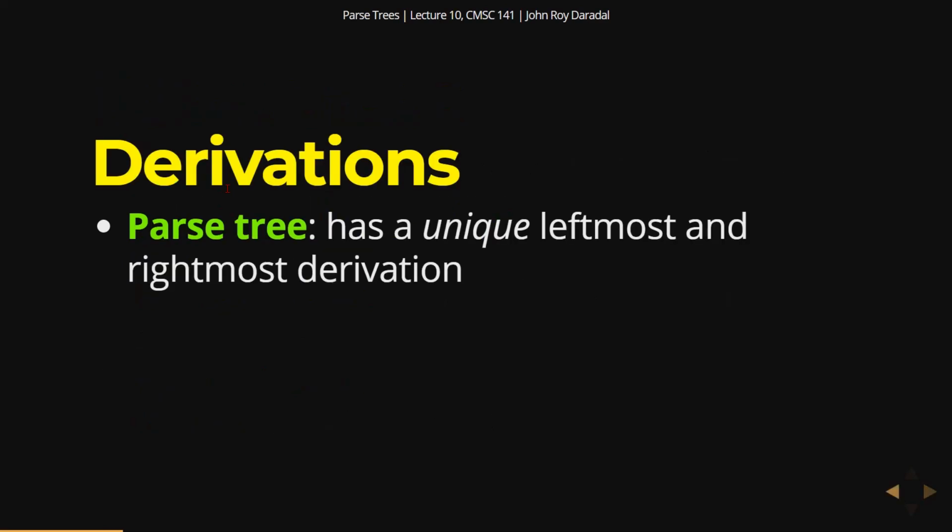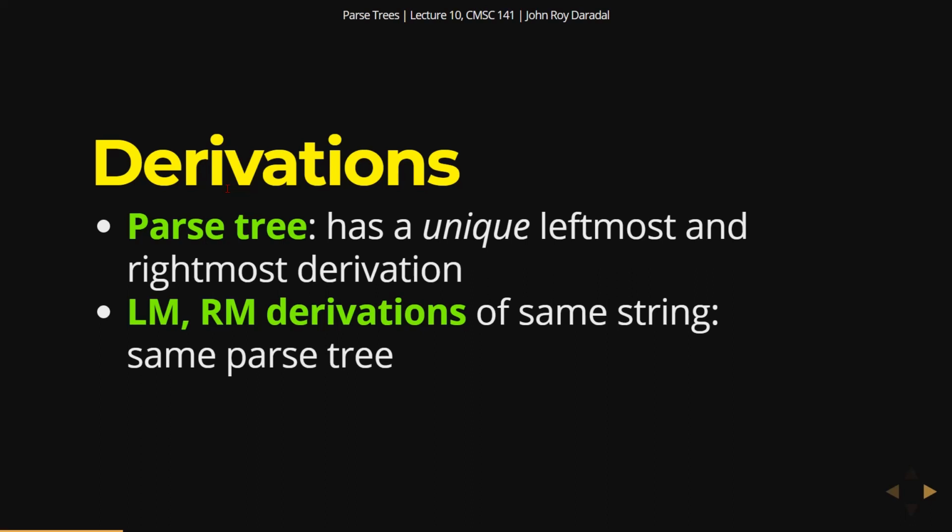And as we mentioned, it is used to show derivations. So a parse tree has a unique leftmost and rightmost derivation. So we'll see this in the next slide. And a leftmost and rightmost derivation of the same string actually yields the same parse tree.